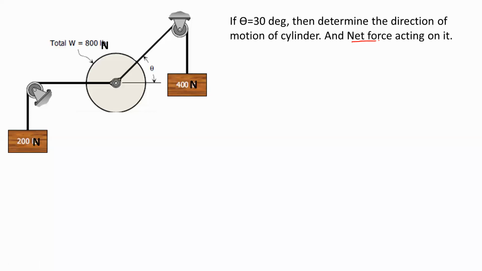So net force means what? We have to find the resultant R acting on the cylinder because of the two forces, one force in cable 1 and the second force in cable 2. And the direction of motion means the cylinder will have the tendency to move in the direction of the resultant. That means we have to find the angle of the resultant, theta. So this theta angle will represent the direction of the motion.